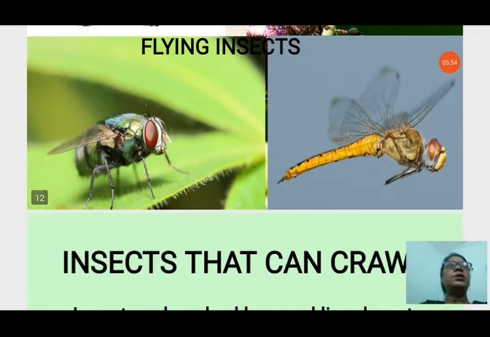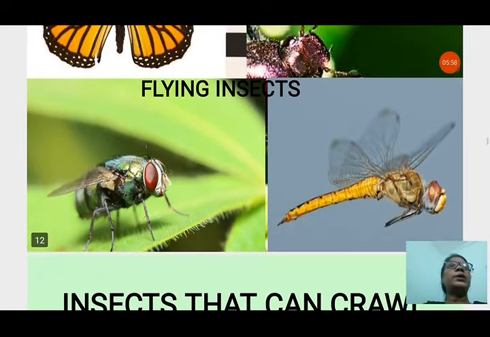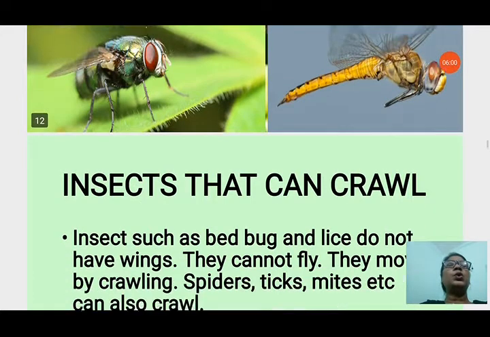Flying insects you can see. Common housefly also, dragonfly also, butterfly also.